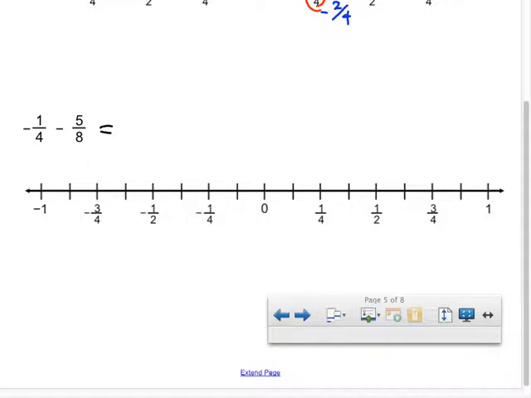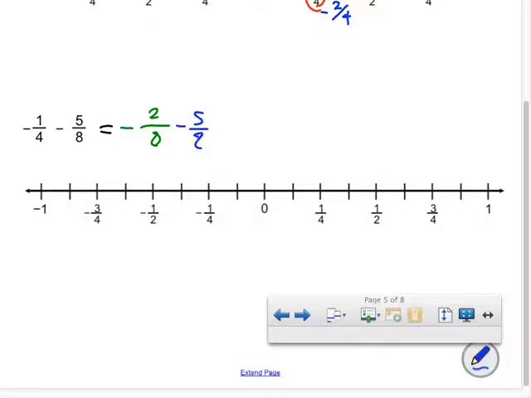For 4 and 8, the LCD would be 8, and you don't have to change -5, and so all you have to do is change negative 1/4. Okay, so negative 1/4 changed with an LCD of 8 is going to be what? Negative 2/8. 1/4 becomes 2/8. And then 5/8 we don't have to change, so that just stays the same.